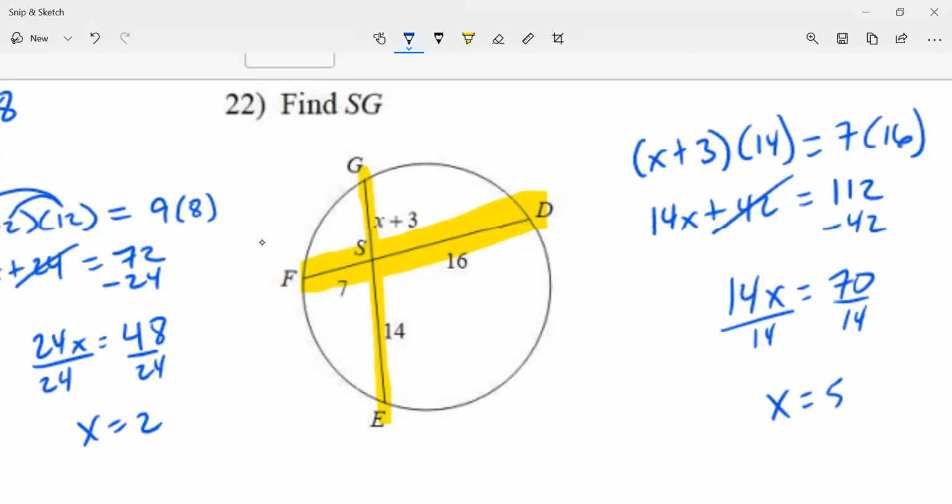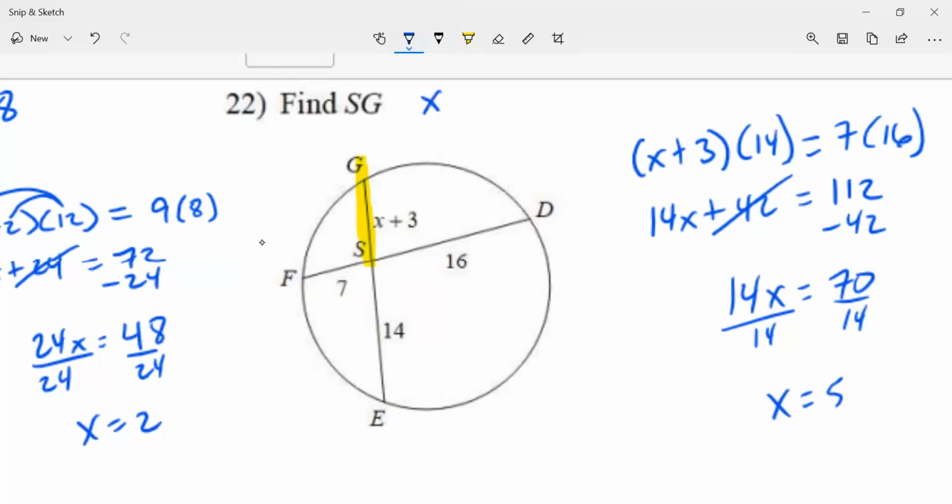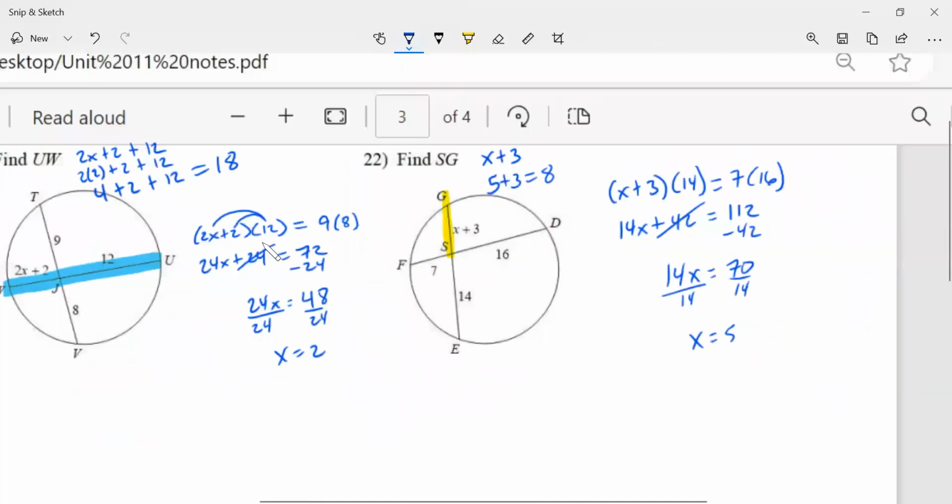I type this in, 5, it's wrong. I'm asking, in this case, for the measurement SG. SG is only this measurement, from S to G, which is x plus 3. But I know x equals 5. So I'm really looking at 5 plus 3, better known as 8. Okay, so this got a little challenging.